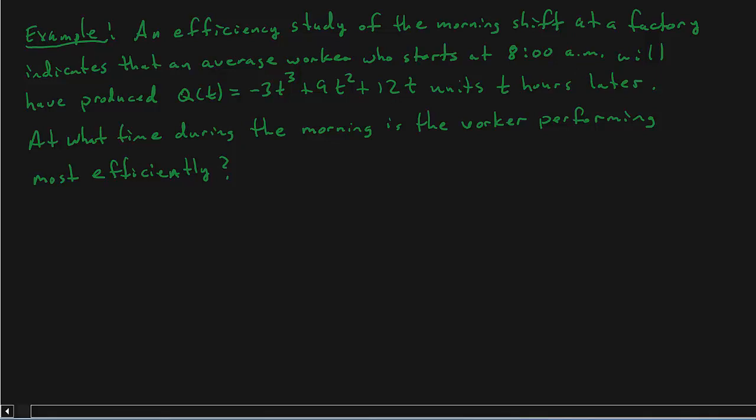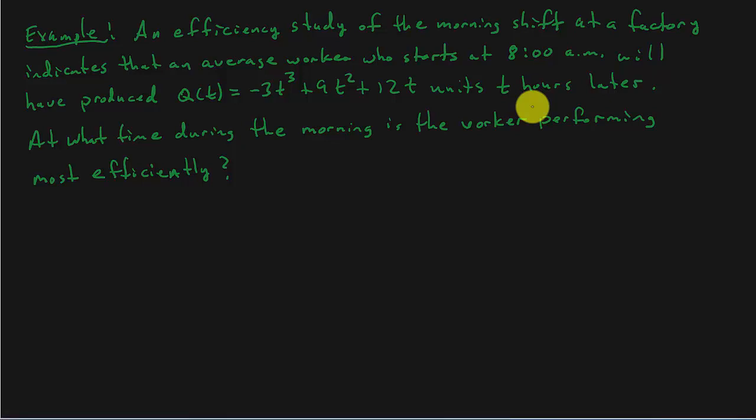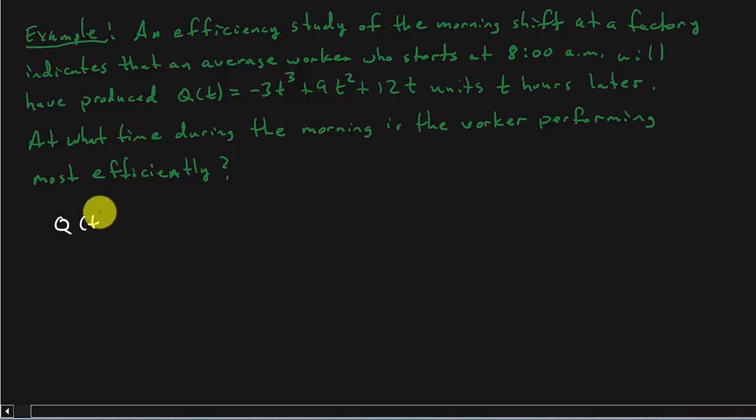All right, it says an efficiency study of the morning shift at a factory indicates that an average worker who starts at 8 a.m. will have produced this many units t hours later. At what time during the morning is the worker performing most efficiently? Okay, so we've got Q of t is equal to negative 3t cubed plus 9t squared plus 12t.